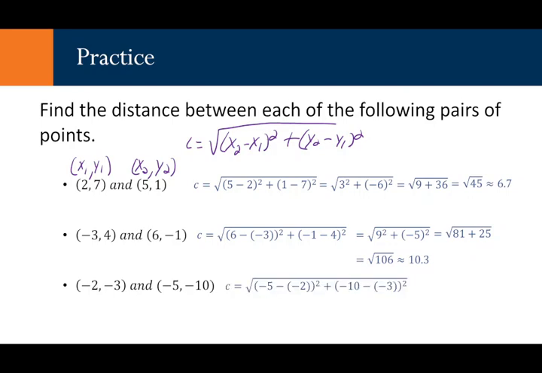Last one, there's x, negative 5 minus negative 2, all squared. And then the y is negative 10 minus negative 3, all squared. And then these are 3 units apart. These are 7 units apart. Then we square them, add them up, square root it in a calculator, and we're done.